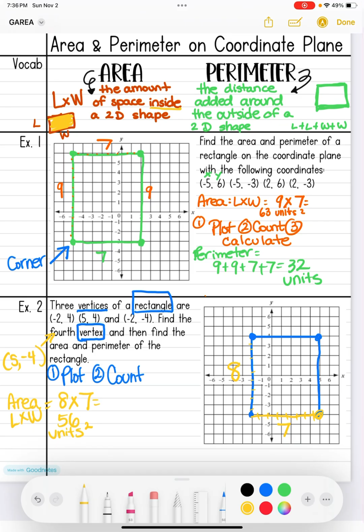Okay, and that was my last step here, which I did not write, sorry. That would be to calculate when we did the multiplication part. Calculate.